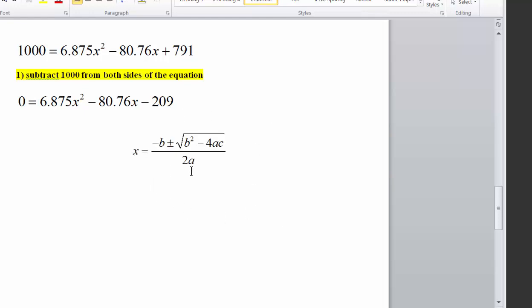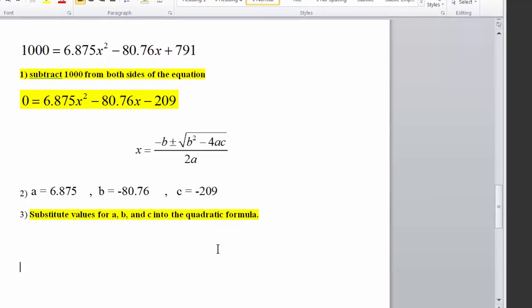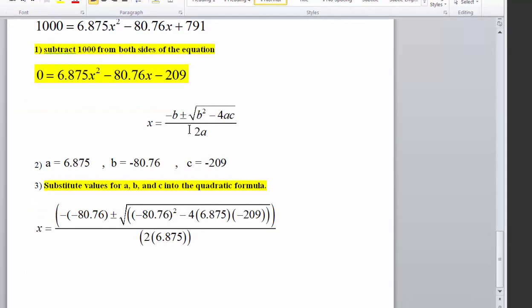Now we're ready for our quadratic formula, but we have to identify the parts, the a and the b and the c. That comes from this equation, right? So the a would be the 6.875, the b would be a negative 80.76, and the c would be the negative 209. So I've identified here in line 2 my a, my b, and my c. And then step 3 will have me substitute these values into my equation. So when I substitute my a in for a and my b in for b, notice the parentheses, right? I've added all these additional parentheses to help you enter this into your calculator.